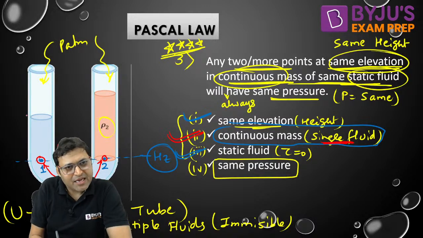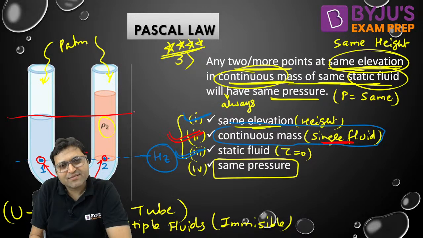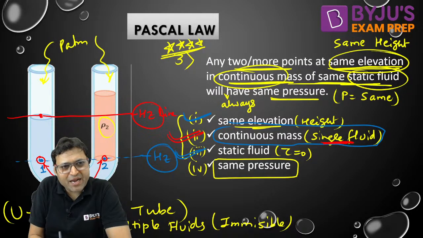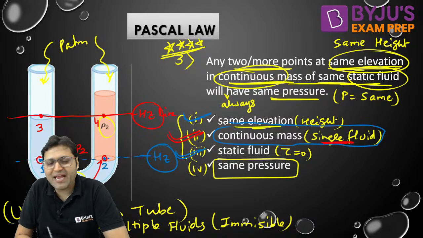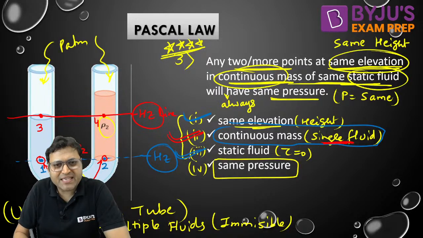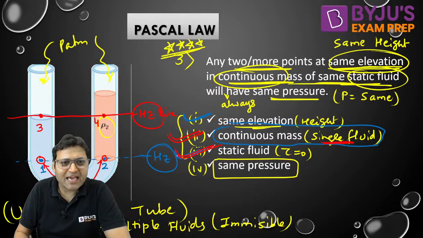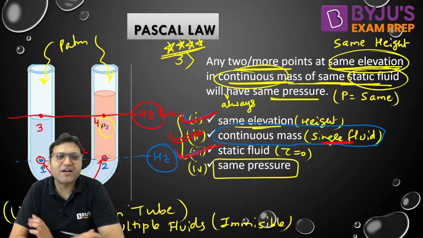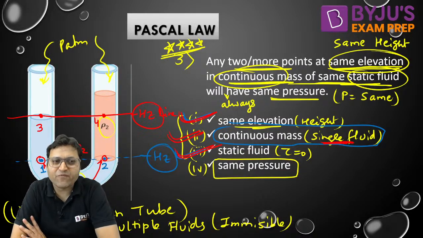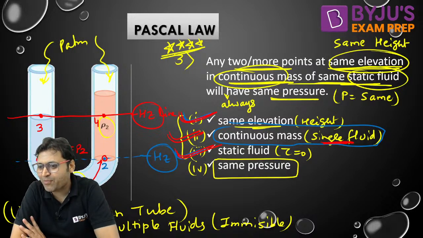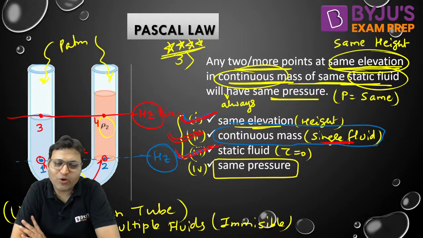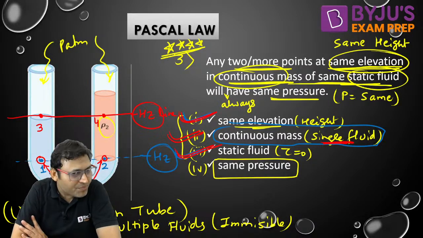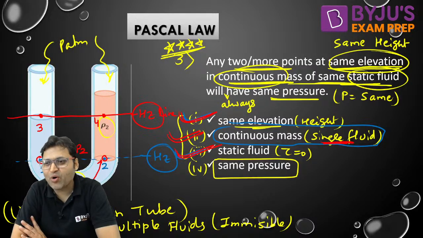Now, similarly, if I draw a horizontal line like this, a horizontal plane, and take point number 3 here and point number 4 here, I can comfortably say the static fluid condition is satisfied. I can comfortably say the same elevation condition is satisfied. Now, are points 3 and 4 joined through a single fluid or multiple fluids? You have to check from the top, and you have to check from the bottom as well.